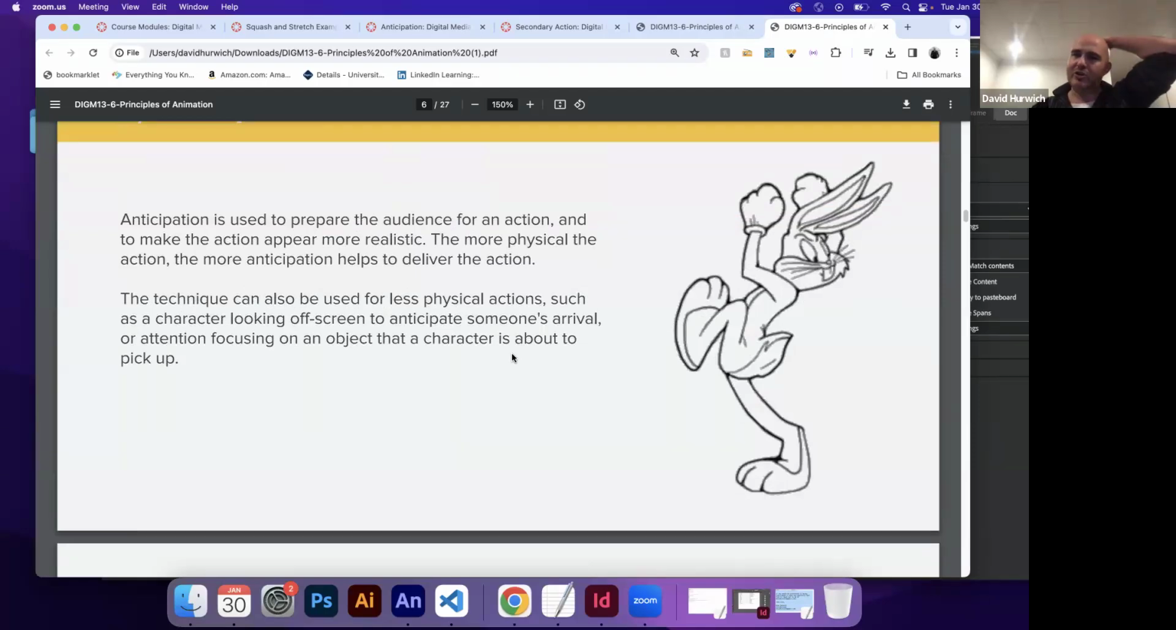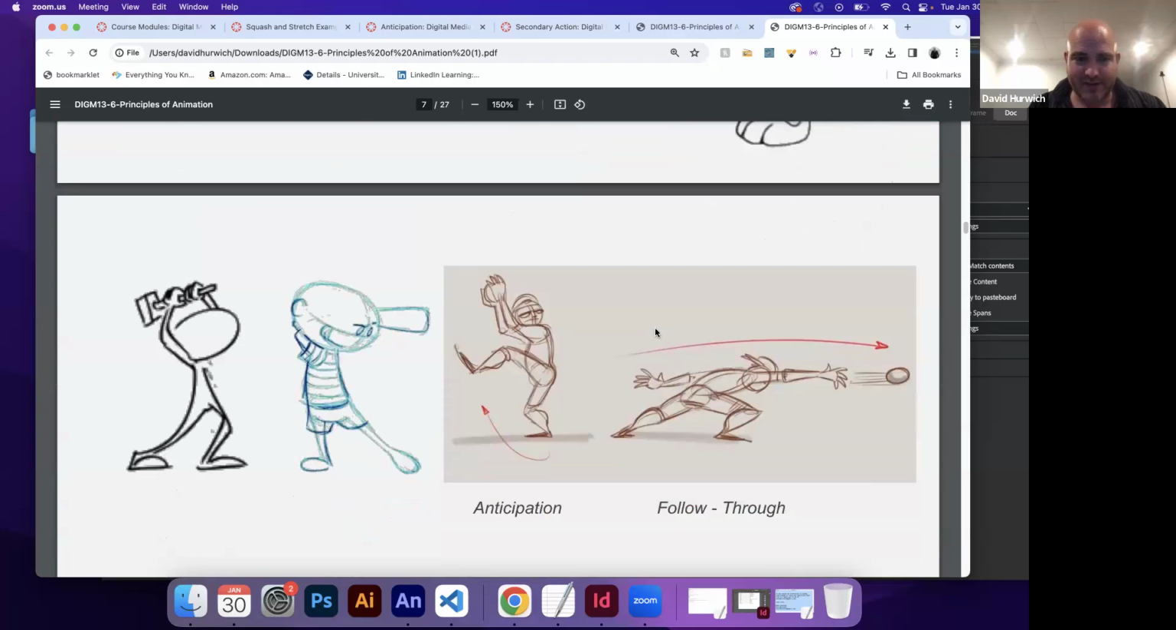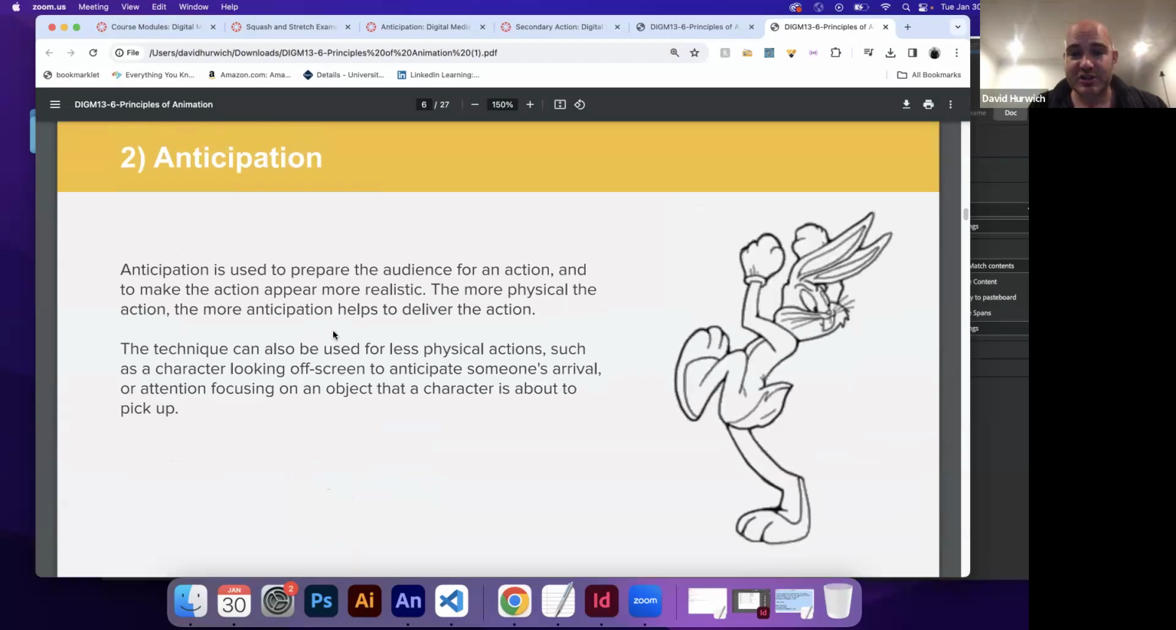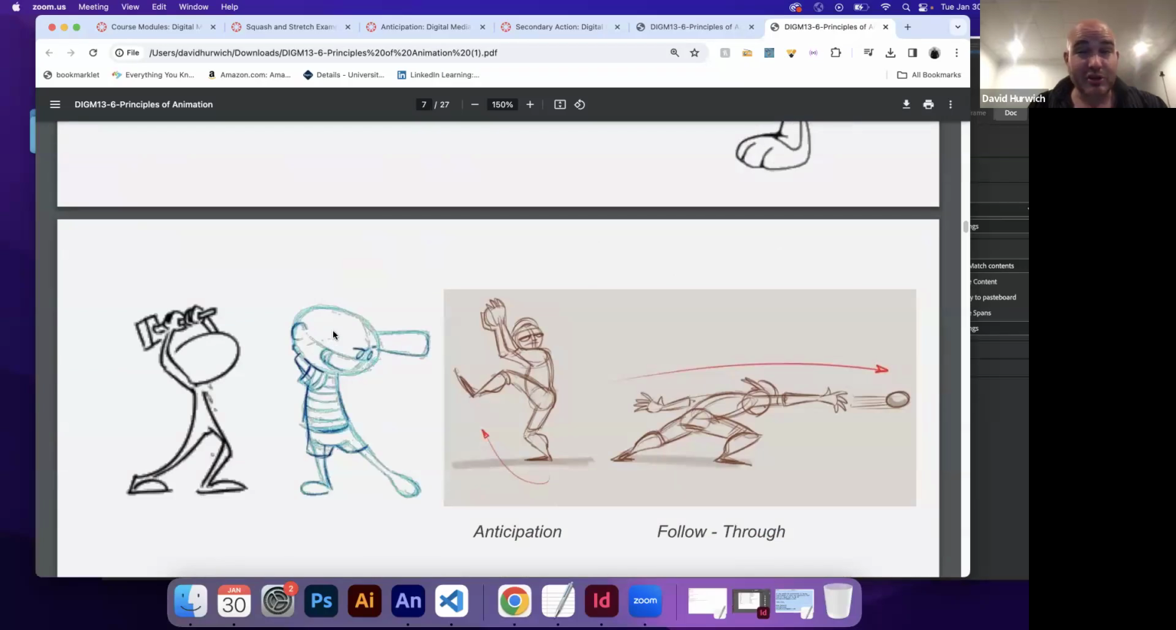All right, next is something called an anticipation action. Anticipation in animation is used to prepare an audience for an action and to make the action appear more realistic. The more physical the action, the more anticipation helps to deliver the action. So what I mean by that is, if someone in an animation is about to do something, they usually sort of telegraph that they're going to do something.